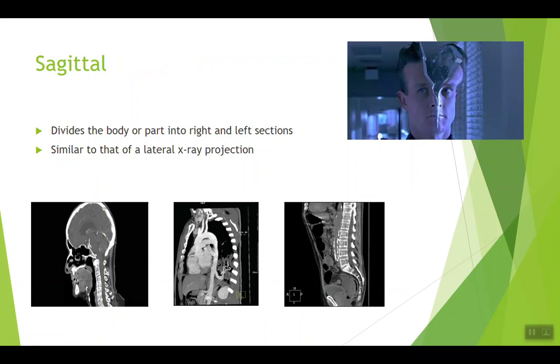When you look at a sagittal section, it kind of looks like a lateral X-ray. So you can relate back to X-ray school for that. So sagittal kind of looks like a lateral X-ray. It would look like a lateral skull or a lateral thorax or like a lateral projection of the abdomen.